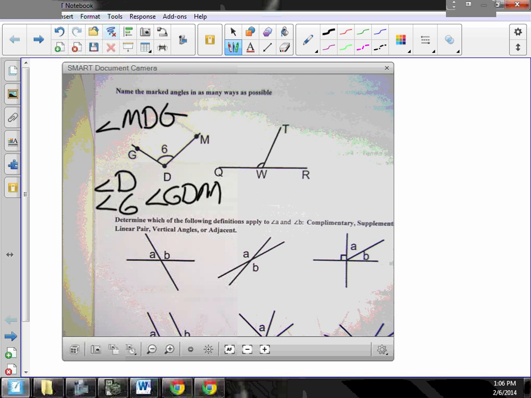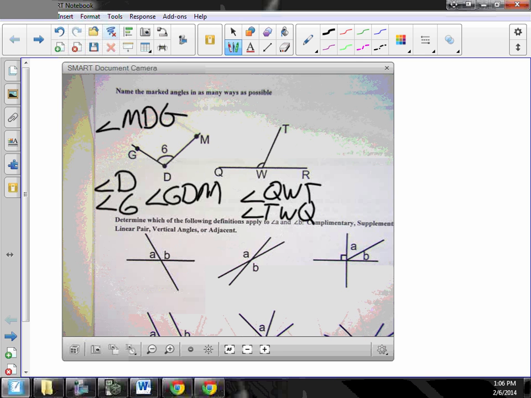Okay? How would we name the second angle? Only the marked angle. So angle QWT, or TWQ, or what about angle W? There is no other way to name it. Angle W doesn't work because angle W actually represents more than one angle, because there's multiple angles on that vertex. Everybody all right with that?